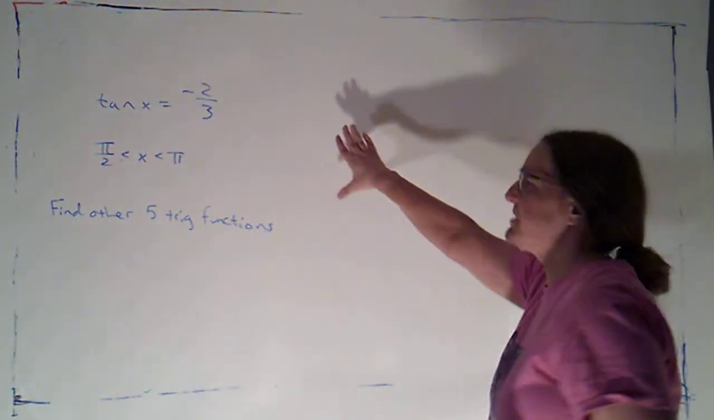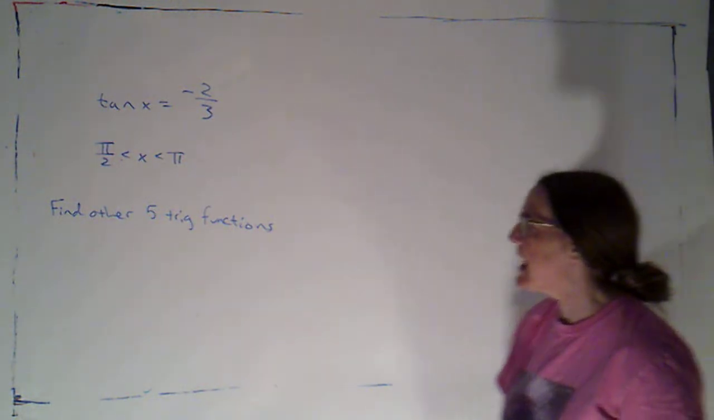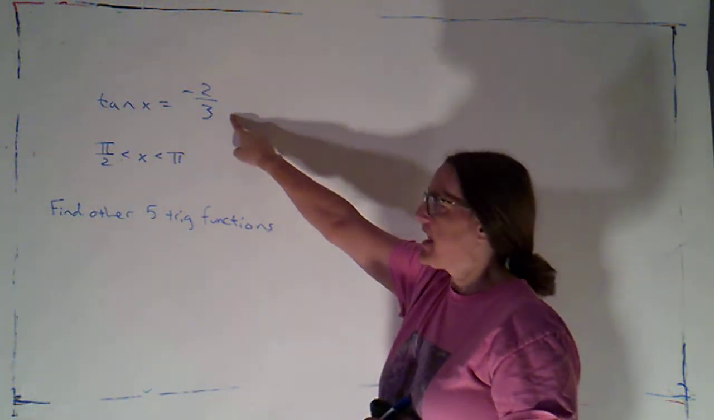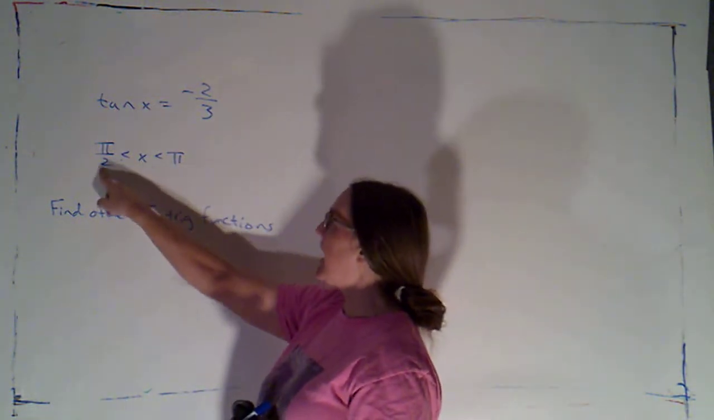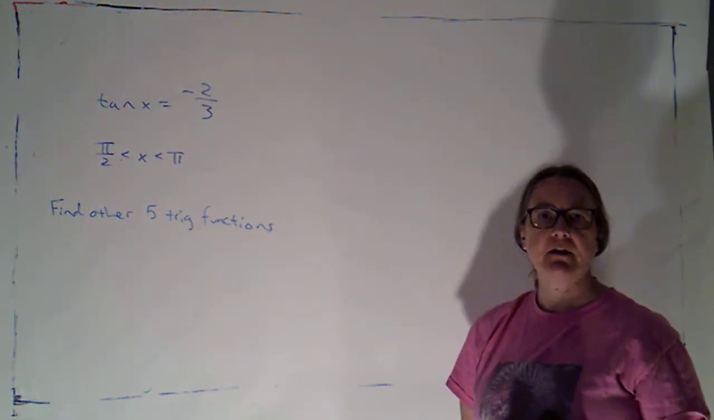Okay, so I've got a problem up here. Again, this is actually a review of something that we looked at way back when in section 1.4. I'm telling you that tangent of x is negative 2/3, that x is an angle between pi over 2 and pi, and I want you to find the other 5 trig functions.